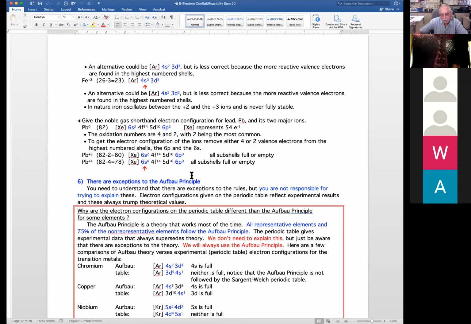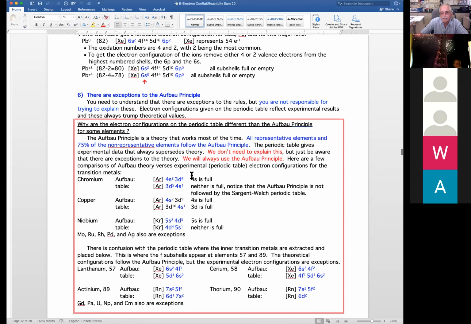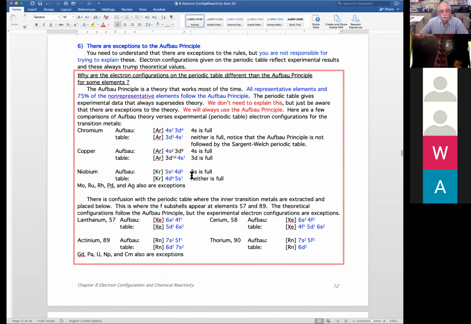Then the sixth point I want to make is that there are exceptions to the rule. There's always exceptions to any rule. So you don't have to be responsible for trying to explain this. I just want you to realize that there's exceptions to the rule. And I think it's important that I point these out, because if you're looking at the periodic table and trying to figure out whether everything follows the rule, and you find something that doesn't, you're like, oh my God, I don't even know what the rule is anymore.